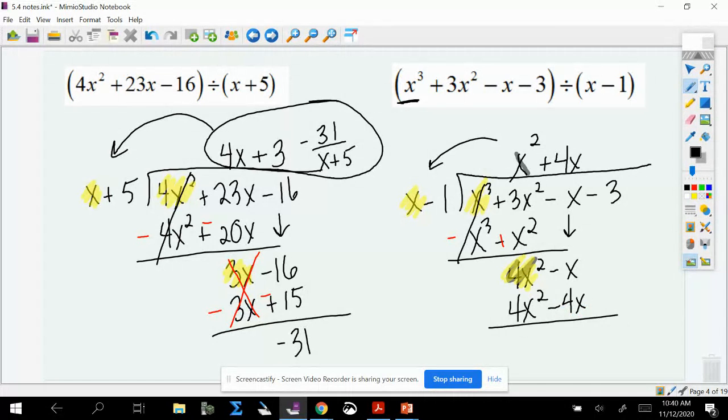And again, I'm going to subtract, so I'm going to change signs. So that's going to be negative, that's going to be positive. My 4x squareds cancel. I get negative x plus 4x is 3x. Drop down the minus 3, so drop that all the way down.